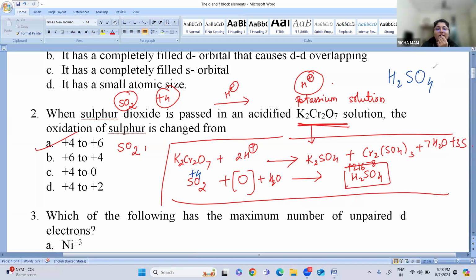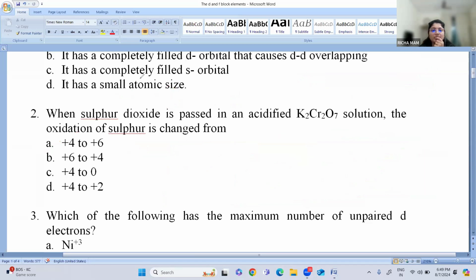In H2SO4, each oxygen is -2, so -2 into 4 is -8. Hydrogen is commonly +1, so there are 2 hydrogens, +2. So -8 and this should be +8 for sulfur? -8 +2, so it will be 6, so the oxidation state of sulfur is +6. From +4, it will undergo oxidation to +6. I hope your doubts are clear. Is it clear? Shall we move to the next one?